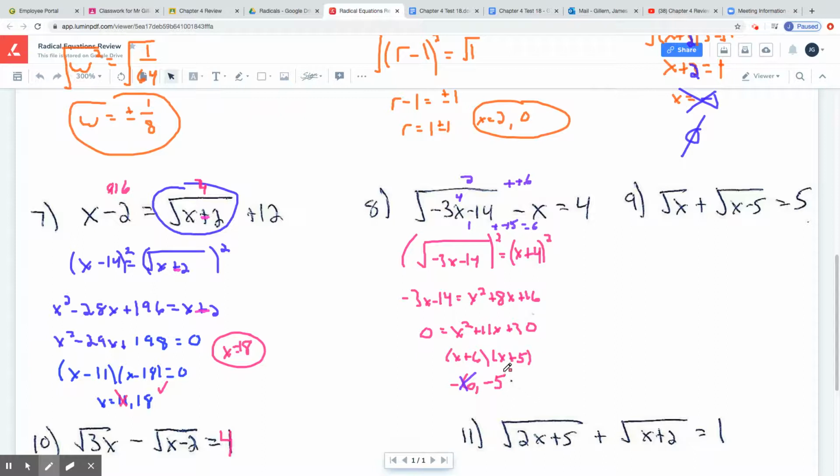All right. So no solution. They both do not work. All right. They both don't work. All right. So that's why you have to go back and make sure you're careful and make sure you check.